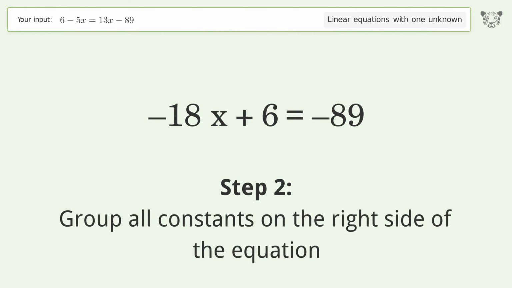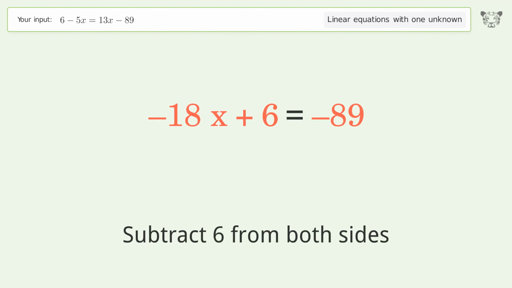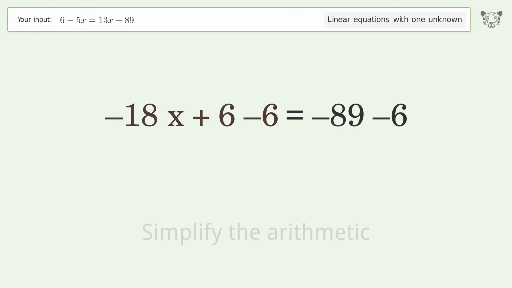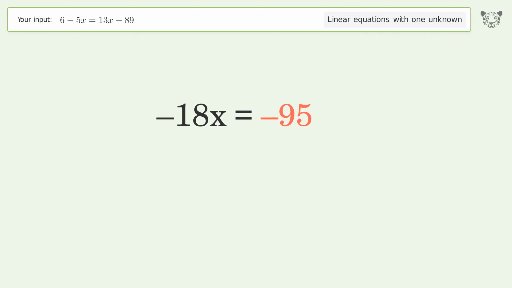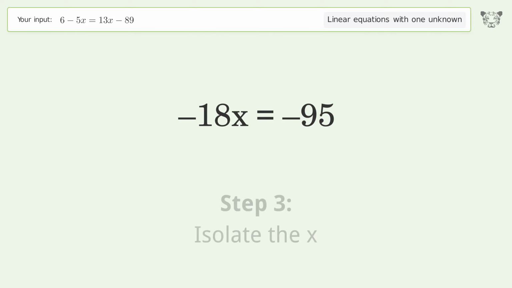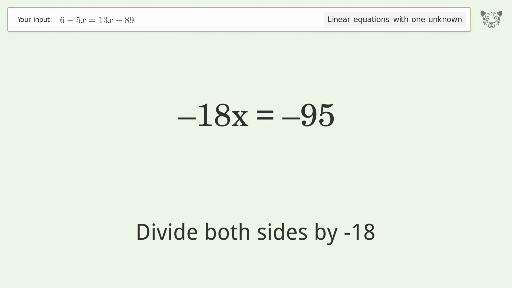Group all constants on the right side of the equation. Subtract 6 from both sides. Simplify the arithmetic. Isolate the x. Divide both sides by -18.